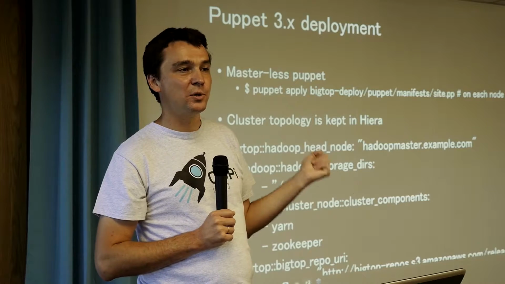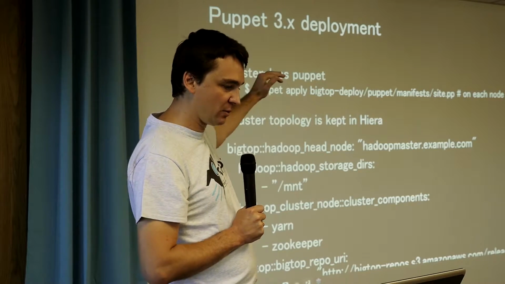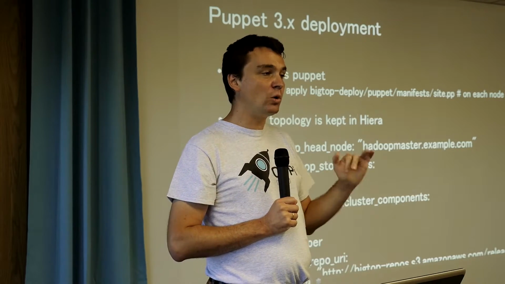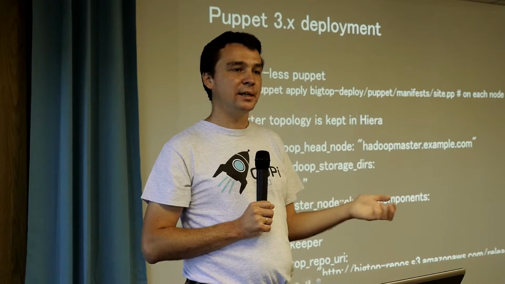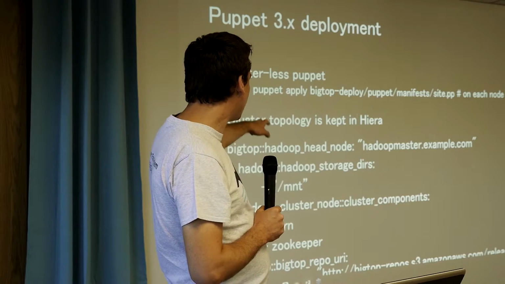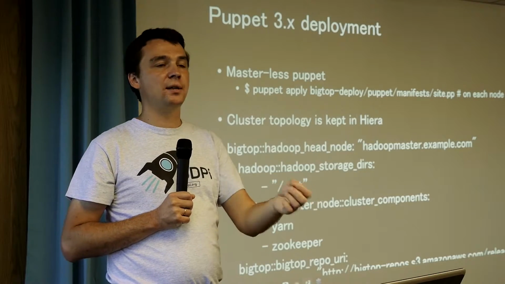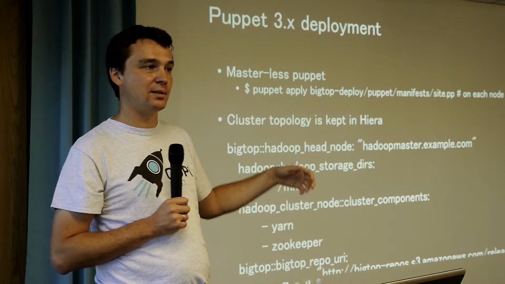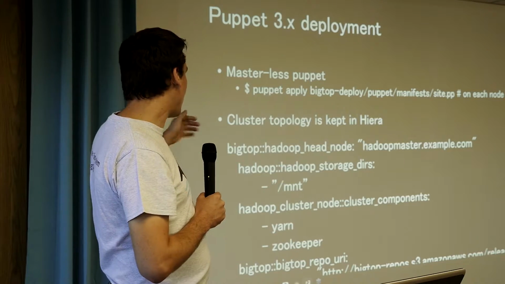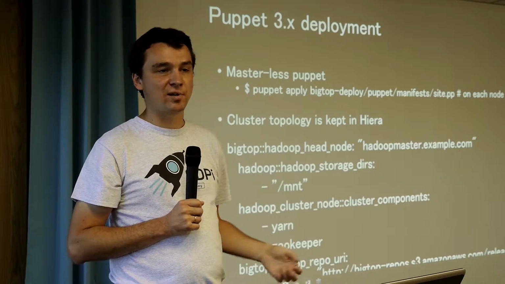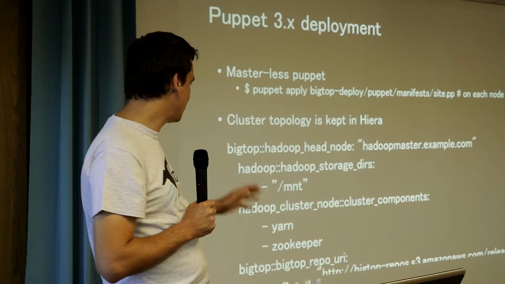And again, we have a bunch of recipes, a bunch of Puppet code that offers you that functionality. All of the cluster topology is kept in a hierarchy file, and a typical hierarchy file for a cluster would look like this. You declare a bunch of key value pairs and sometimes arrays, describing a topology that goes outside of a single node. Every node in a cluster needs to know where the name node is, because that information needs to be propagated throughout the cluster. Every node has to know where the storage directory is for HDFS on a local node, stuff like that.